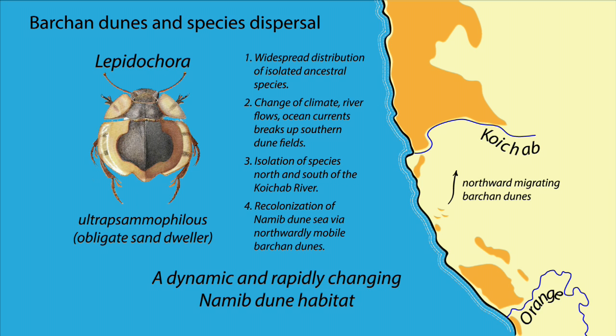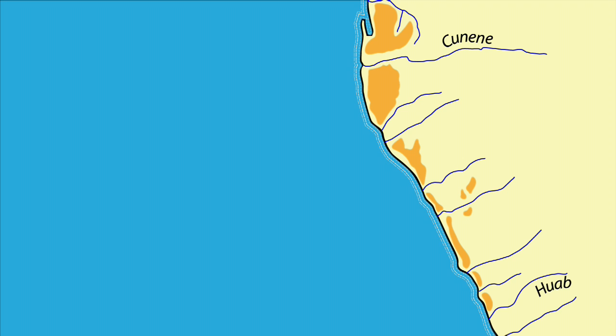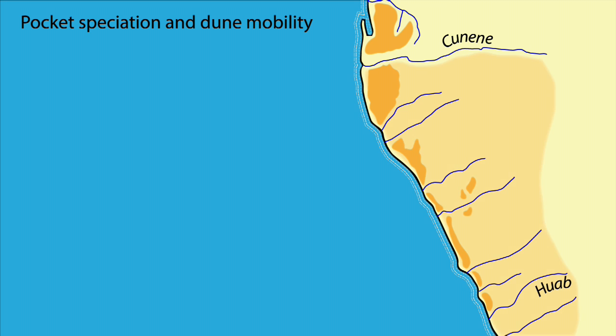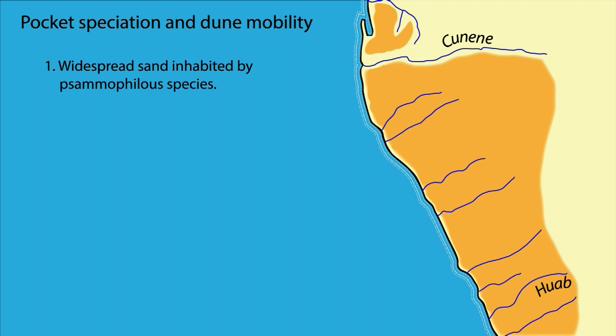Turning to the northern Namib, with its patchy distribution of coastal dunes associated with river mouths, a similar dynamic points to a pattern of isolation, adaptation, and redistribution known as pocket speciation. Here, again, the dynamic and changeable nature of the Namib dunes plays an important role. At some time in the past, this region was probably covered by a more extensive dune sea than is presently the case. At this time, there was likely a widespread distribution of Psammophilous beetles, such as Onimacris or its relatives.